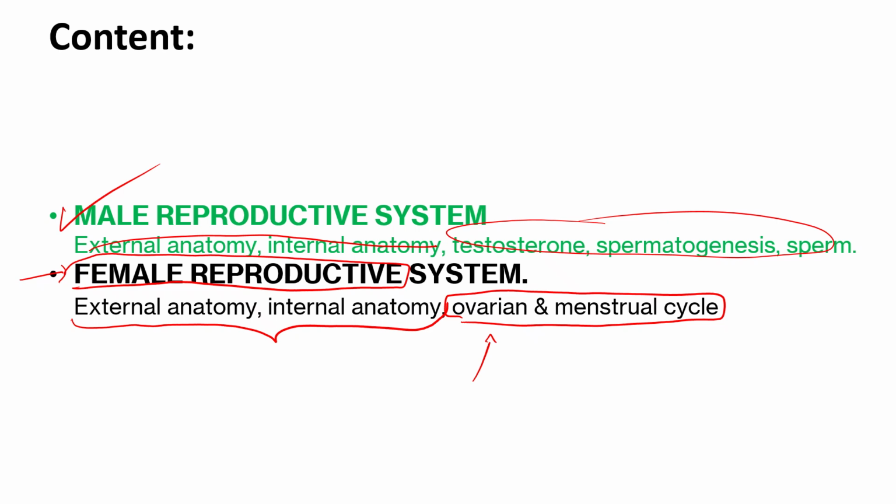the hormones. By far, I would say this is way more complex in a female, how the hormones work, how the ovaries affect the uterus. So this part is going to be a little bit more detailed than in the male. Let's start with the external anatomy and internal anatomy of the female.